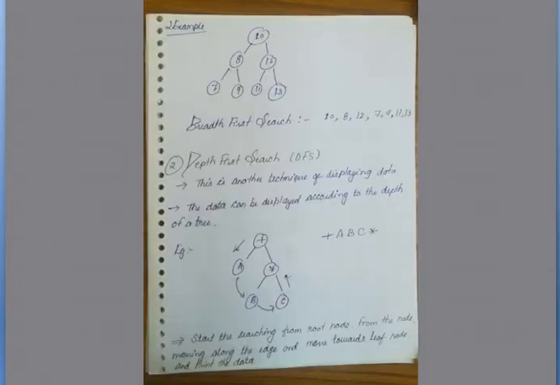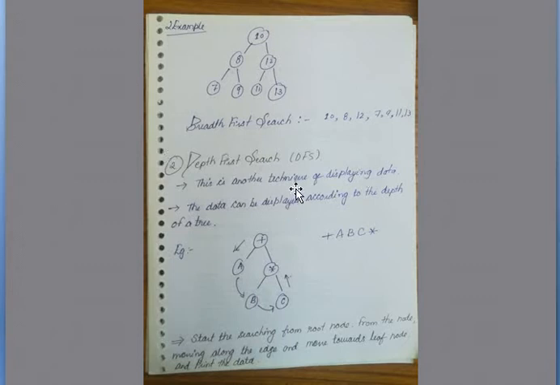Next we'll consider one more example. We have this tree. First is the root 10, then the second level and the third level, from left to right: 8, 12, 7, 9, 11, 13. In the same way we'll see the depth first search.